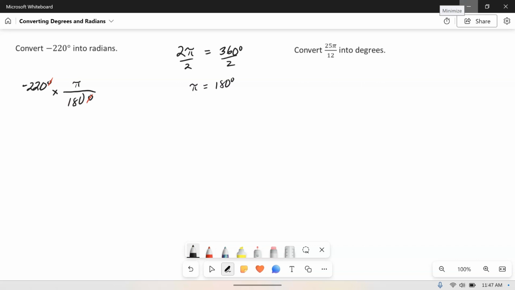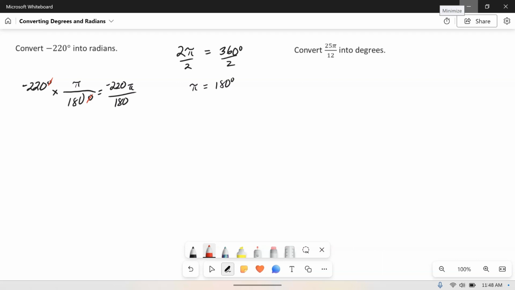When we do that, the degrees cancel. So we can go ahead and multiply. That's negative 220 times pi, and then all of that is just over 180. And this fraction now, negative 220 pi divided by 180, is actually in radians. There's no degree units anymore. All that's left is for us to simplify.